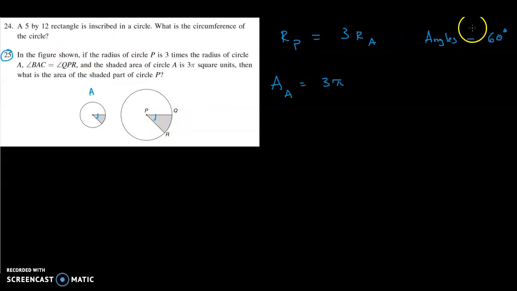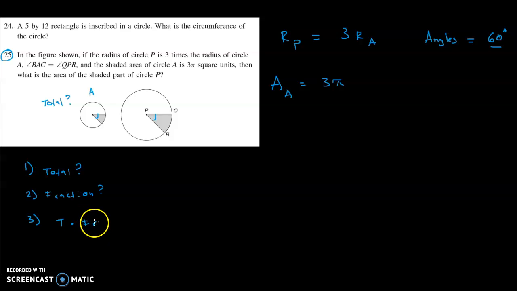Let's see what happens there. This is something where we plug our numbers in and see what we get. So if the angles are 60 and they say the shaded area is 3 pi, let's back this up for a minute. In that case, what would be the total area? Remember what our solution is here: we always figure out the total area, then the fraction, and the third step is to find the area of the portion. It's just going to be total times the fraction.